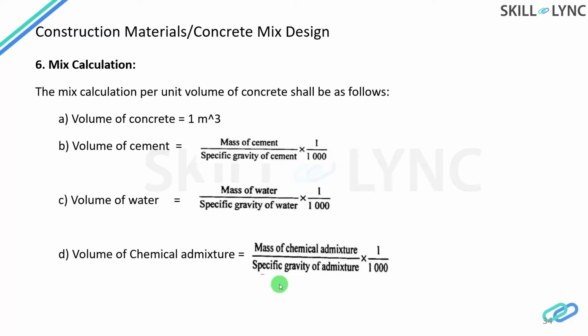So next is the mix calculation. The mix calculation per unit volume of concrete is done as follows. For example, we are taking a volume of concrete as 1 meter cube. The volume of cement is calculated using the formula mass of cement divided by specific gravity of cement, into 1 by 1000. The volume of water is equal to mass of water divided by specific gravity of water, into 1 by 1000. The volume of chemical admixture is calculated using mass of chemical admixture divided by specific gravity of admixture, into 1 by 1000.